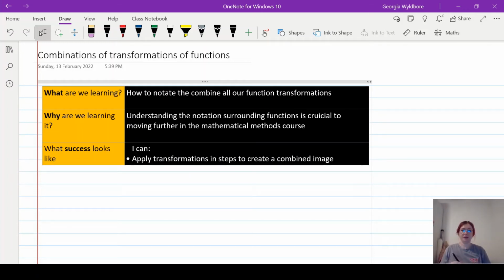So this video is looking at combinations of the transformations that we've just learnt. So the translation up and down, left and right, and also the dilations and reflections. So basically we just want to be able to combine them all, and our success criteria is that we can apply them in the steps that the question specifies in order to create a combined translated image of our function.